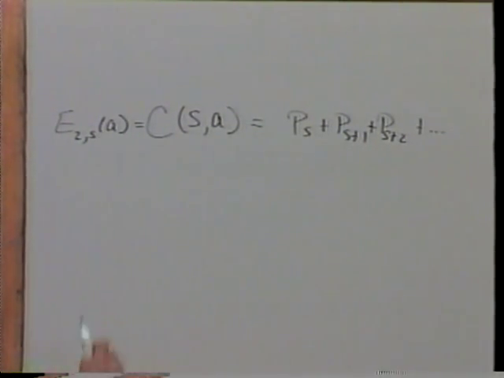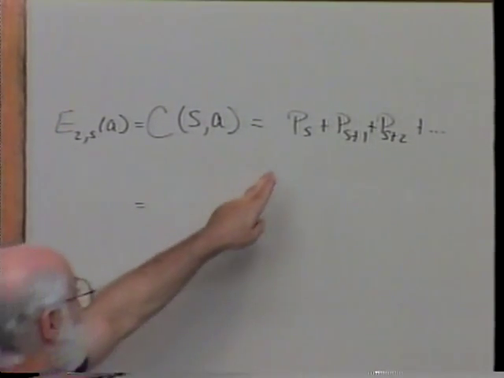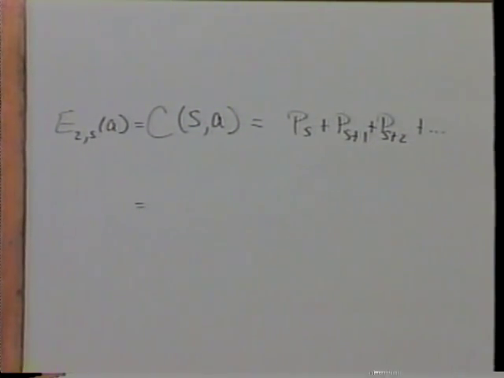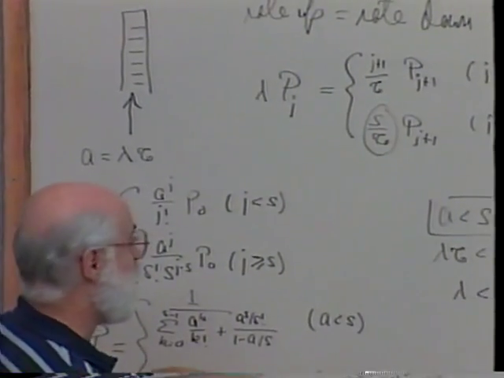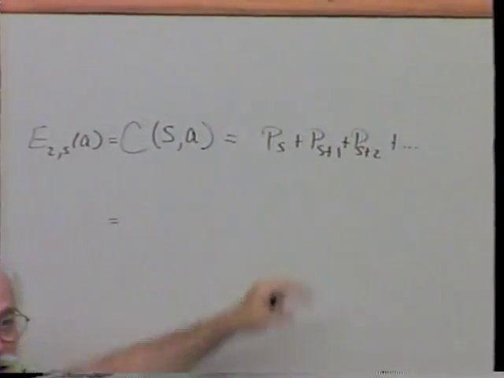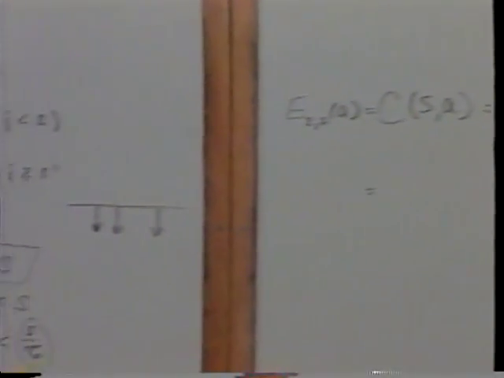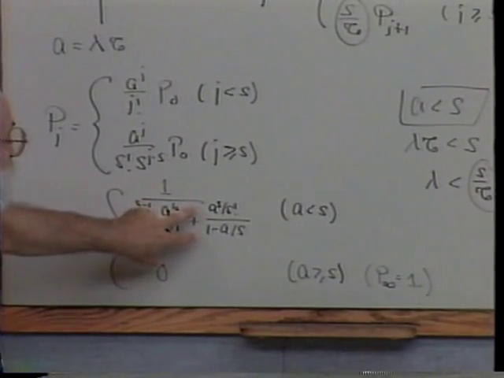Okay, so now I want to figure out what the Erlang C value is. Well, I've already figured this out because I've already computed this sum, and I saw that when I computed the sum, it was equal to that times P0. Remember, that's how we got this: we added up all of those probabilities from S to infinity, and this was the term that corresponded to it, except that it had the P0 in front of it.